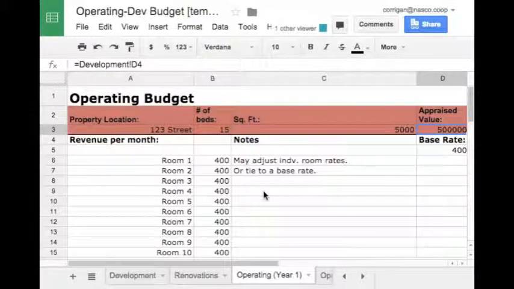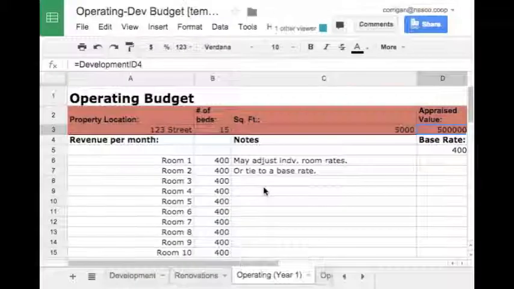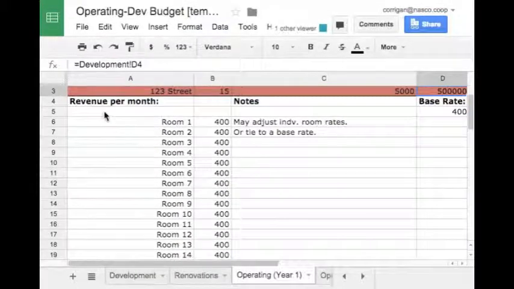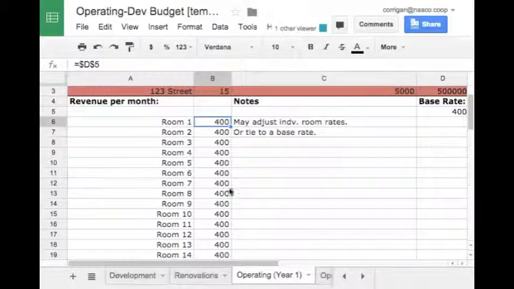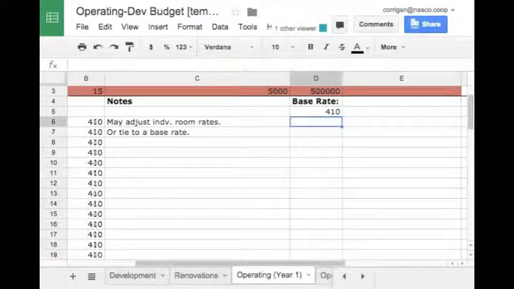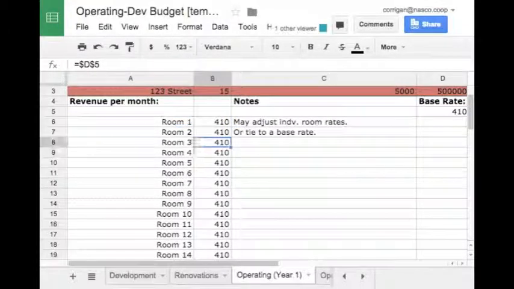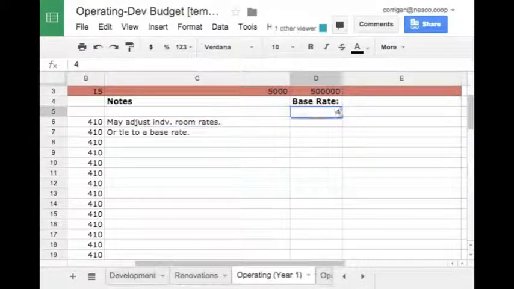We'll be using those numbers to make some rough estimates for the budget at this point. As you investigate a particular property further, you might get more specific information, and you'll continue to refine the budget throughout the process. So first we have a list of rooms and their monthly rents. In this example, we have 15 rooms, and each of them we're going to start off thinking we'll charge $400 per month. It's often convenient, if they're all going to be the same, or if you have some adjustment factors, to link each of these to a base rate. So if I want to change the base rate to 410, all of the room rents update, and you don't have to go through and change each cell individually.